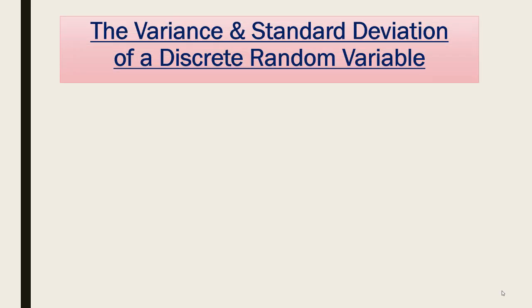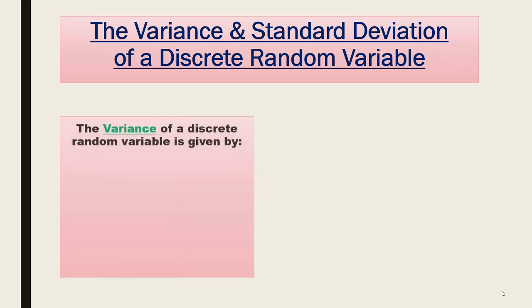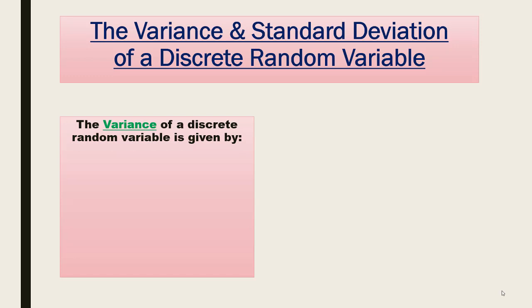Okay, so now we want to be able to find formulas for the variance and standard deviation of a discrete random variable. So we'll start with the variance. The variance of a discrete random variable is given by this formula. Sigma squared equals the sum of x minus mu squared times the probability of x.